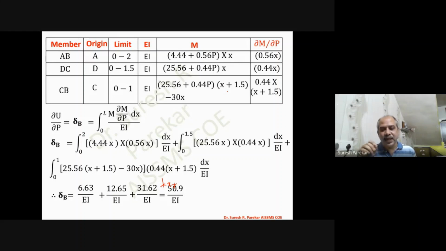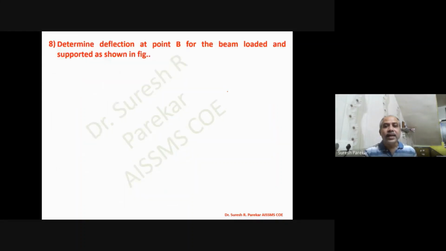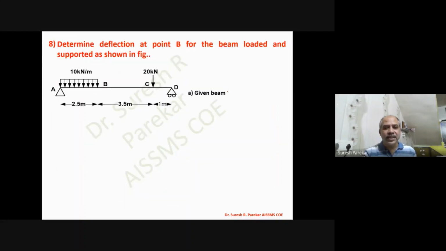There is a correction in Macaulay's method. The C1 value, when we take it in calculation in the last slide, that is the value where we committed a mistake. So likewise, I will get the value of delta B equal to 50.9 upon EI. And then last, I have considered this.